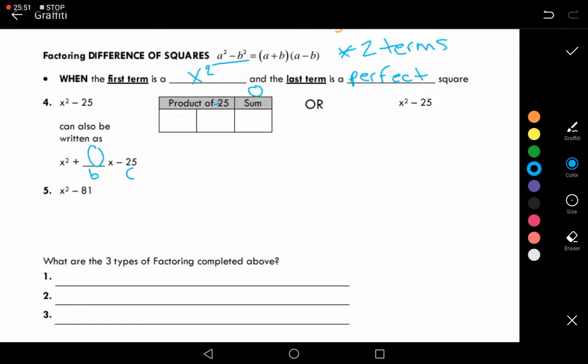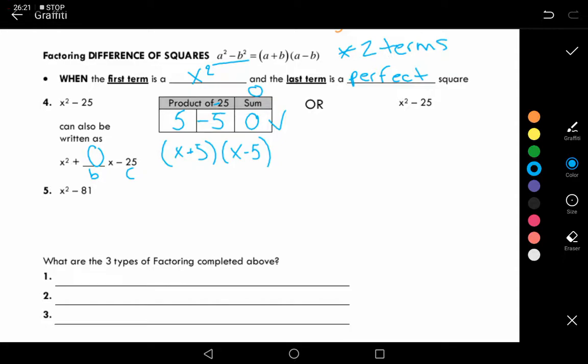So I know it's not going to be 1 and 25, but what if I try my 5s again? I know 5 times 5 gives me positive 25. That's not what I want. I need it to be negative. So if I make one of these factors negative, 5 times negative 5 gives me that negative 25, and 5 minus 5 also gives me that sum of 0. So I would know right away that my factors are going to be x plus 5 and x minus 5.